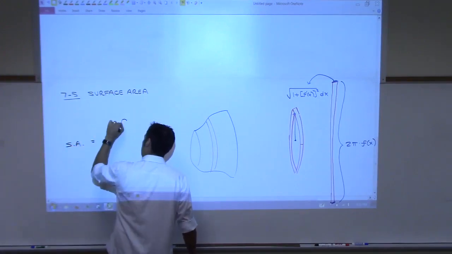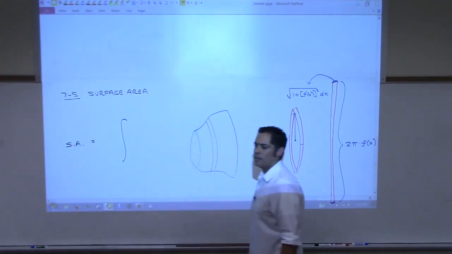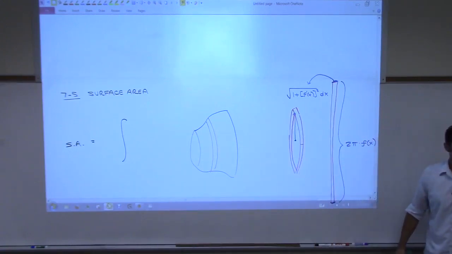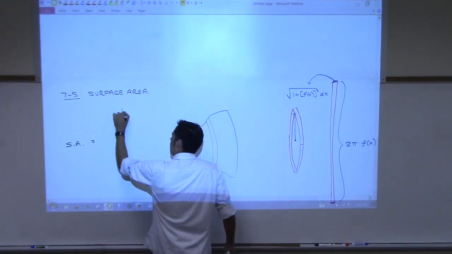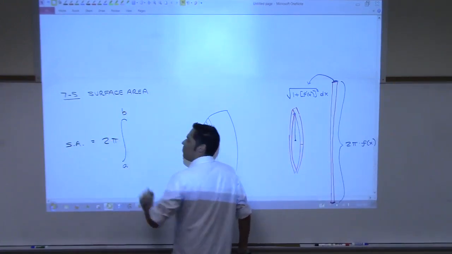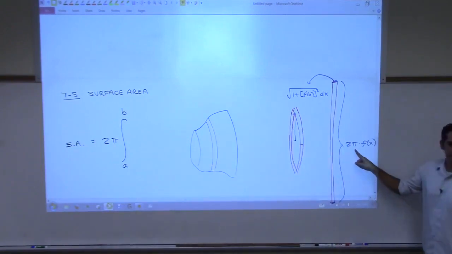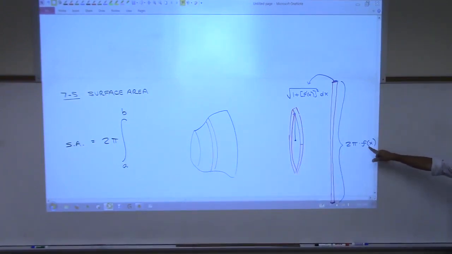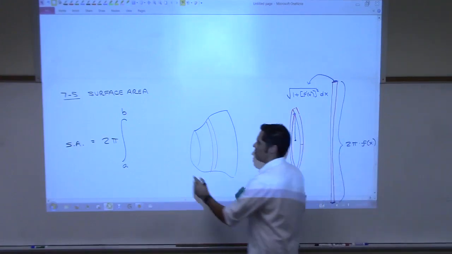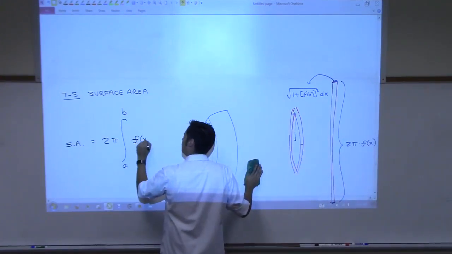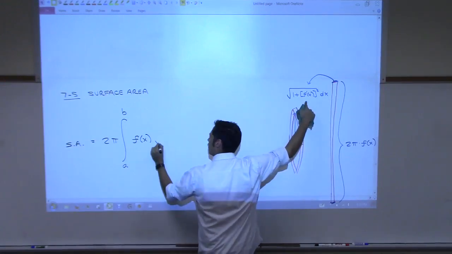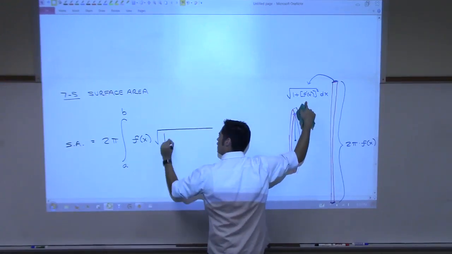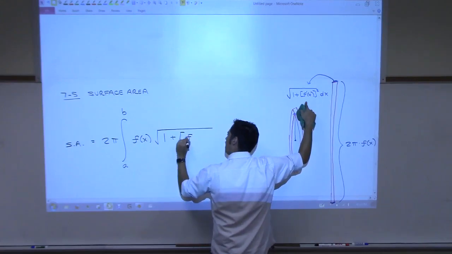Surface area should be an integral. Where to where? I didn't label it on my graph, but a to b, because it's my x. So a to b. 2 pi is going to pop out because 2 pi is a constant. And then we have f of x. That can't pop out because it's a function of x, so it has to stay in the integral. And then this, which is the arc length formula.